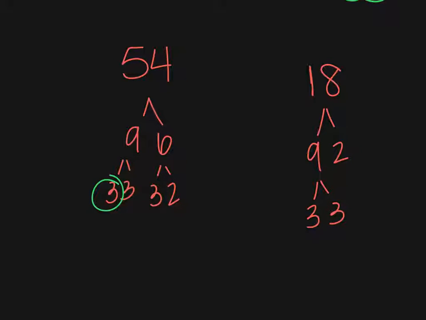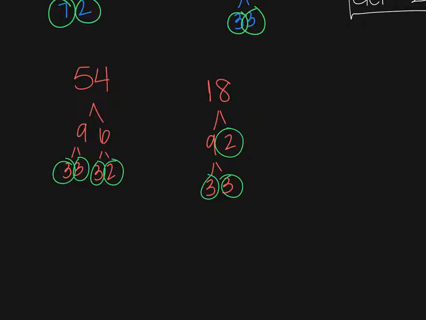So again, I see all my primes, I'm circling them. And now let's just go ahead and write these in a prime factorization. So if I have 54, that's going to be 2 times 3 times 3 times 3. And then 18 is going to be 2 times 3 times 3.